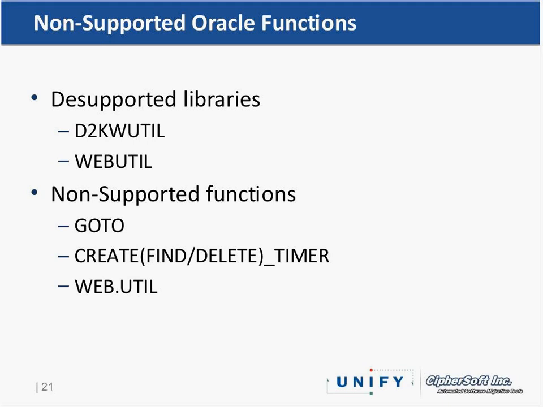So the D2K WUtil, this is a library provided by Oracle to do some client-server functionality like reading client registry entries. And we have not converted this library. And the conversion tool will recognize it. It doesn't fail on it, but it generates a similar line to the original command. And then the compiler will actually flag it for the programmer when it tries to compile the generated Java class. And that's when some manual intervention will have to be done to duplicate this functionality, if you need to duplicate it in your new web-based architecture.